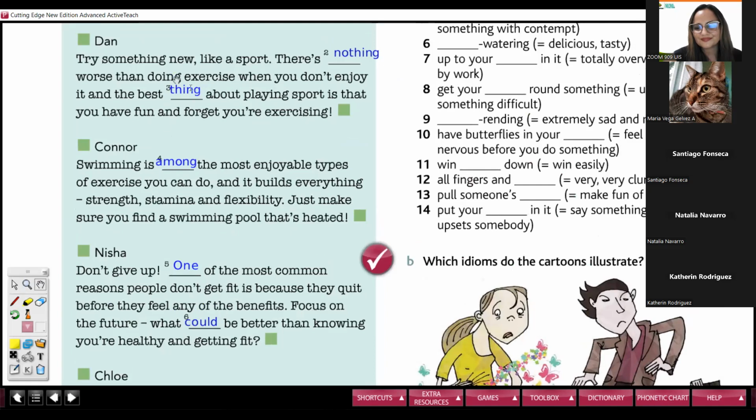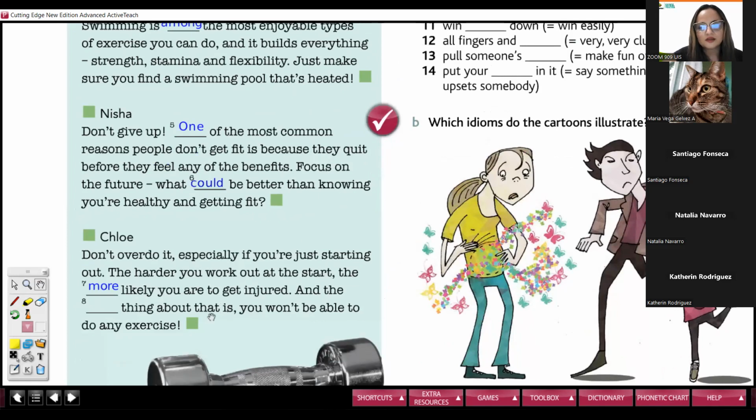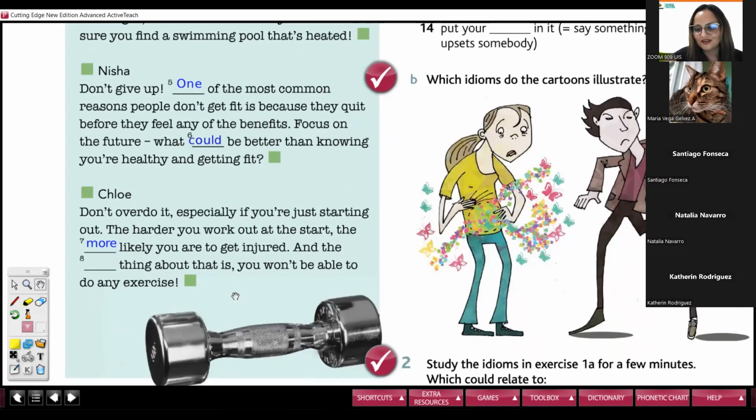The worst. The worst or the best. Yes, the worst or the best. That is the superlative. So in this case, and the thing about that is you won't be able to do any exercise. So the best or the worst. Whatever you think. If it's good for you, the best. If it's bad for you, the worst. So it depends on the context. What is important is the pattern. Okay, comparative, comparative. Here, superlative. But according to the context, guys, the best or the worst? Worst. Yes? I think it's the worst, teacher. Yeah? Okay, so let's put the worst.